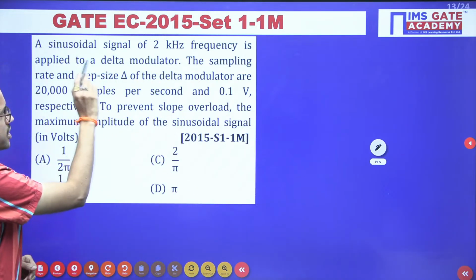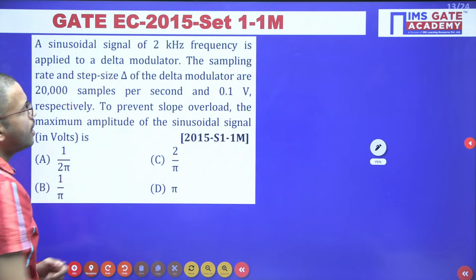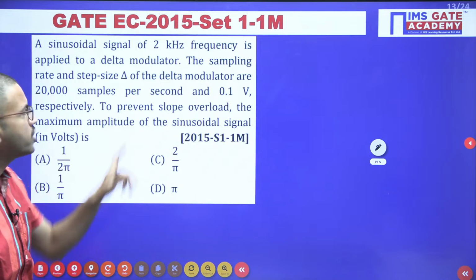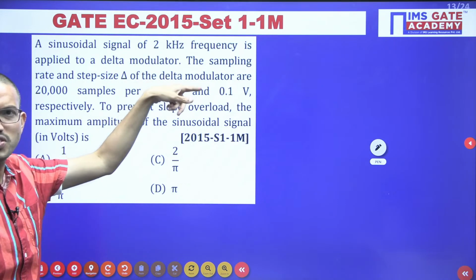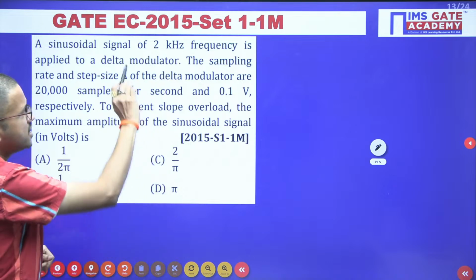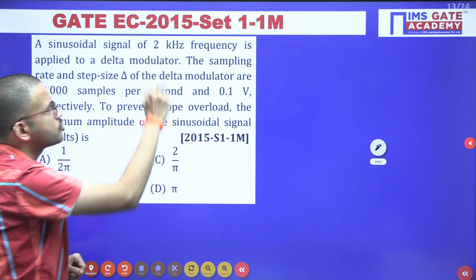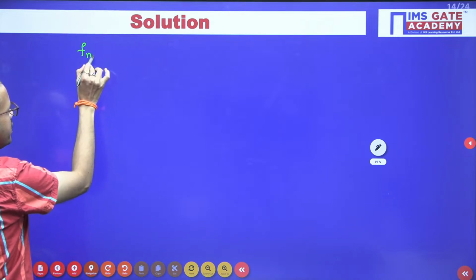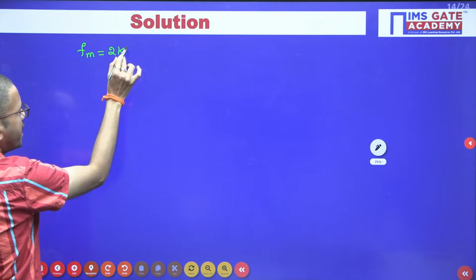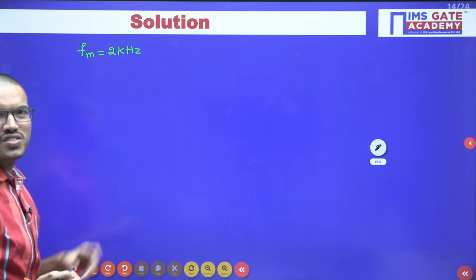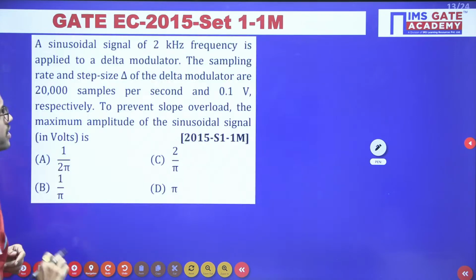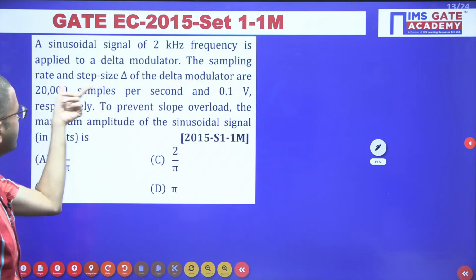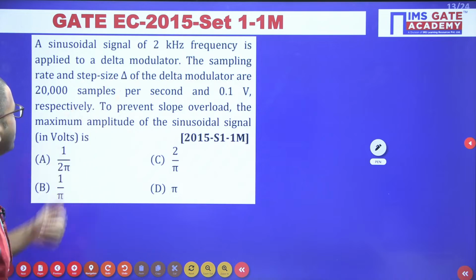So here in this question they have mentioned a sinusoidal signal of 2 kHz frequency is applied to a delta modulator. So that means this is the message signal or input signal or information signal, having the maximum frequency of 2 kHz. So FM equals 2 kHz. This is the maximum frequency of the message signal applied to a delta modulator, and the sampling rate and step size they have mentioned like this.